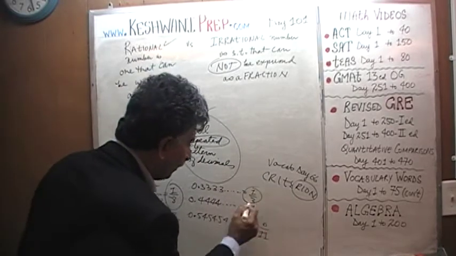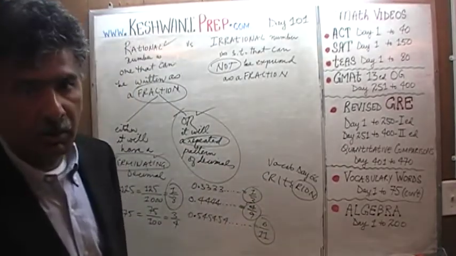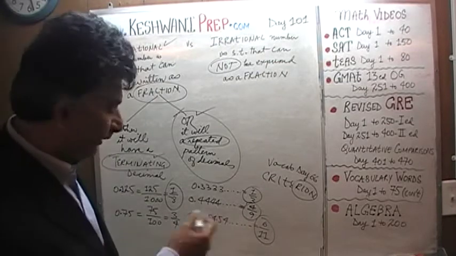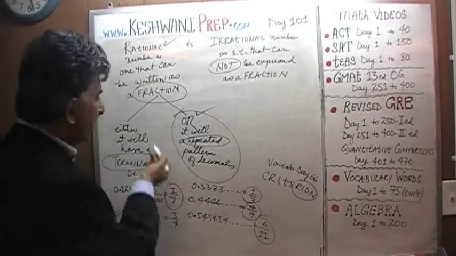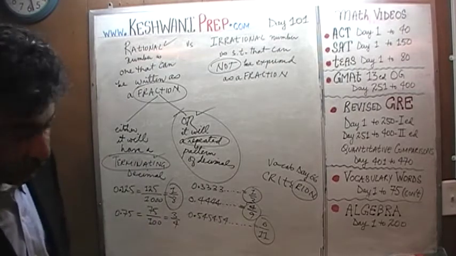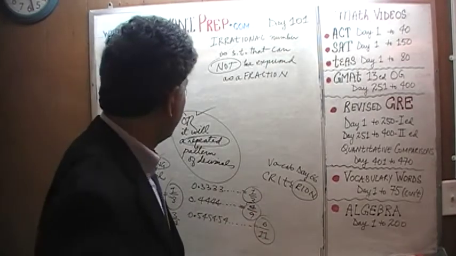And of course you can verify all of these things by pulling out your calculator and just dividing 6 by 11, and you will see that it's 0.54 and so on. And this qualifies as a rational number. Irrational numbers, on the other hand, cannot be written as a fraction. They cannot be written as a fraction.